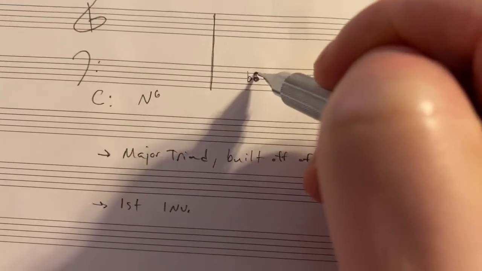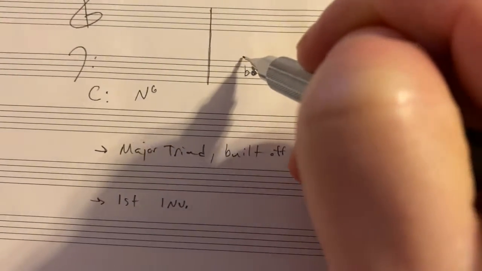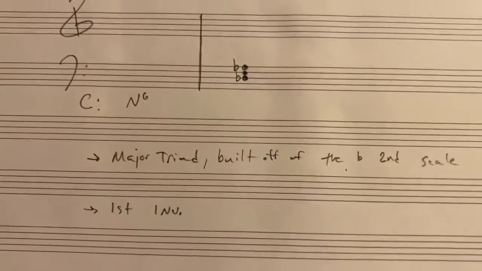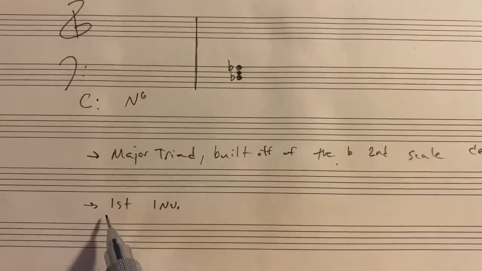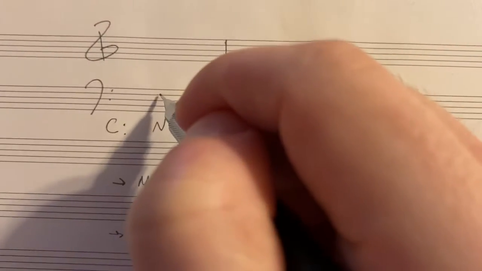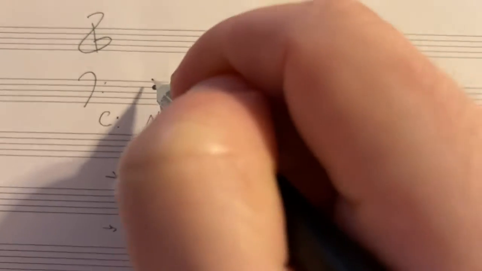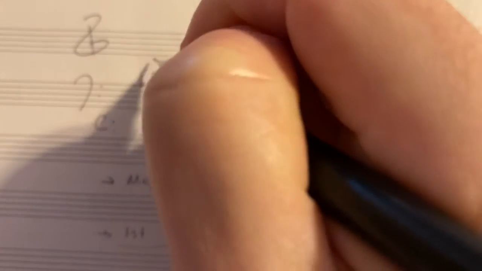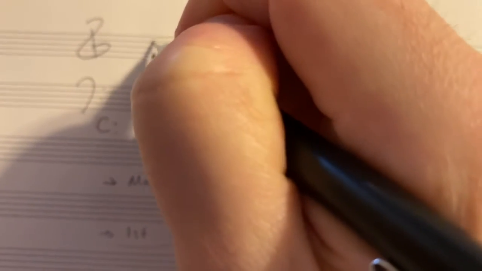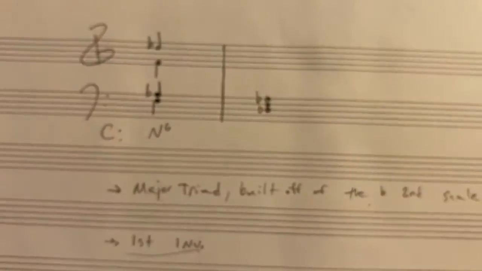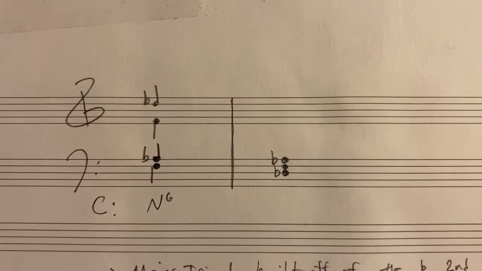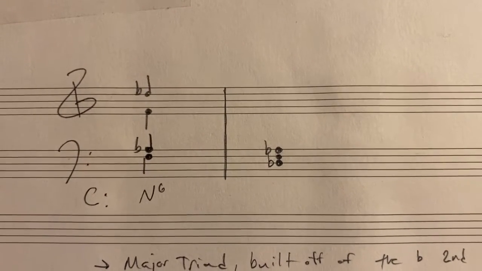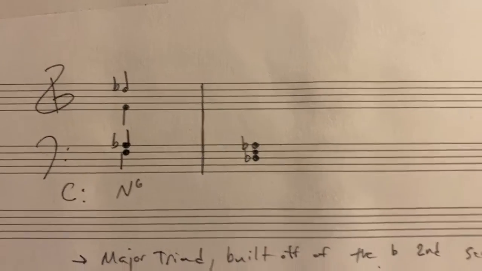So this is a D flat. We need a D flat major triad. Looks like that. And then we have to put it in first inversion. I'll put the A flat here, F there, fine. So there's our Neapolitan 6th. It's a D flat major chord in first inversion in C major.